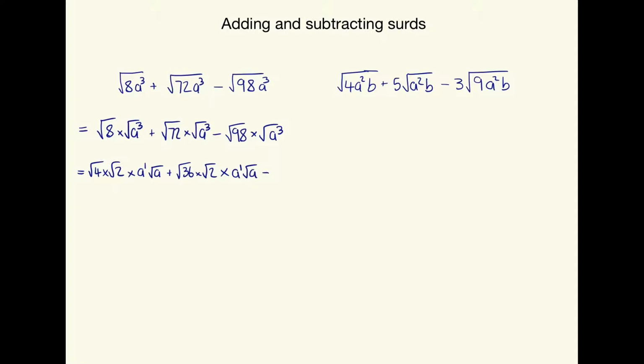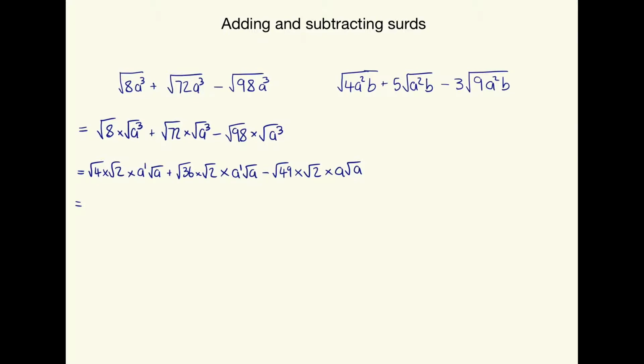Subtract. Now root 98, we can split that up into 2 factors, one of which is a perfect square. The highest one that I can think of is 49 and 2. So root 49 times root 2 times, again we have another root a cubed, that's going to be a root a.